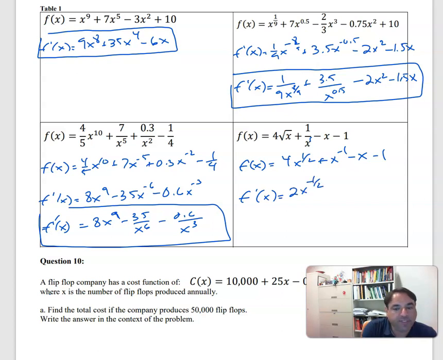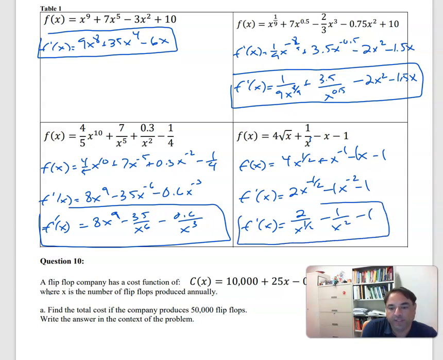Then when we take the derivative, half of 4 is 2x, 1 half minus 1 is negative a half. Again, use your calculator if you're having issues. Negative 1 times 1 is negative 1x. Negative 1 minus 1 is negative 2. This is negative 1x, so the derivative would be negative 1. And the derivative of negative 1 is 0. So when you take the derivative, you have this, but I'm going to move those negative exponents down. So that would be 2 over x to the 1 half minus 1 over x squared minus 1 would be your final answer for number 9.